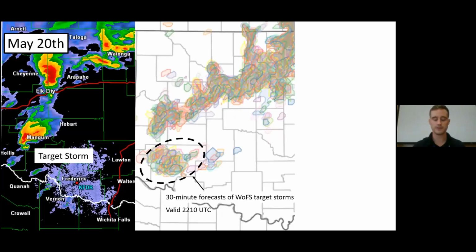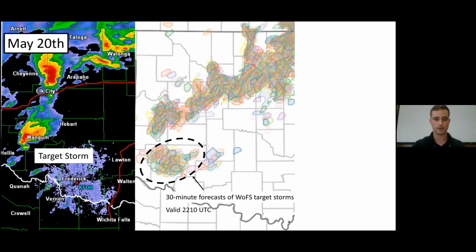Okay, now into the next case study. So this is from May 20th, which we may have all remembered, that 24 hours of very stressful preparation for this day. SPC issued a high risk for tornadoes on this day. And we're going to be paying special attention to the supercell that produced the Mangum tornado here. And we have a radar image of that on the left and WoFS paintballs of that supercell in the middle.